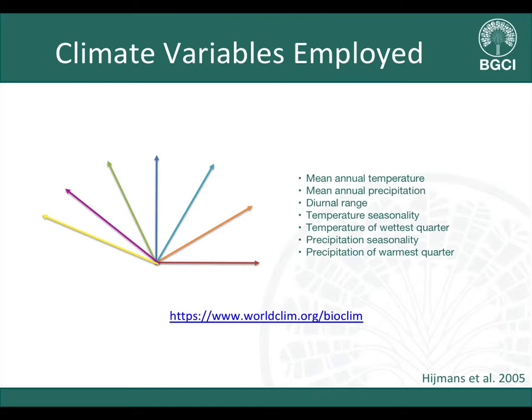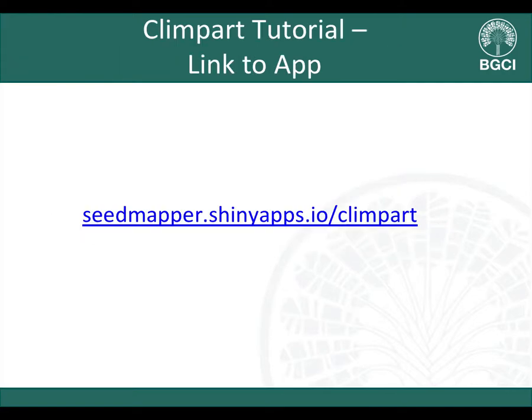2017. These variables are a subset of the BioClim dataset, including mean annual temperature, diurnal range, temperature seasonality, temperature of wettest quarter, mean annual precipitation, precipitation seasonality, and precipitation of warmest quarter. For more information on how these variables are derived, visit the address above or refer to Hidgmans et al., 2005. The address to the Climpart app is linked above.